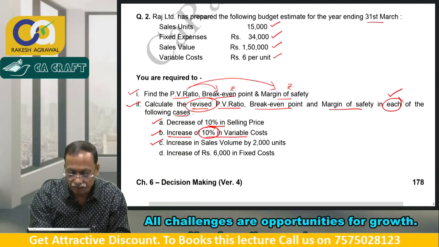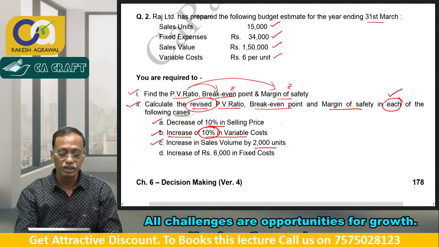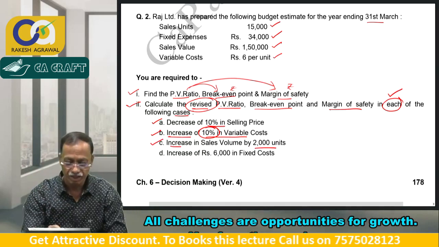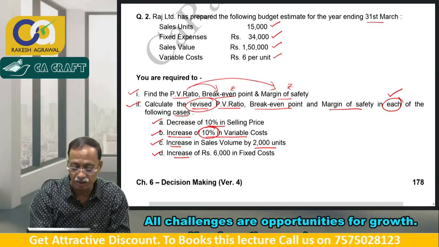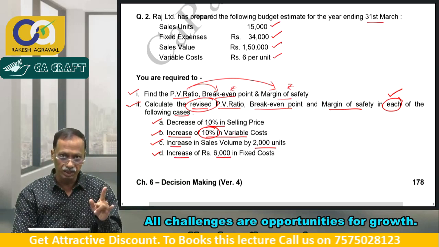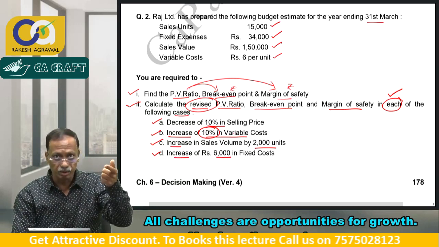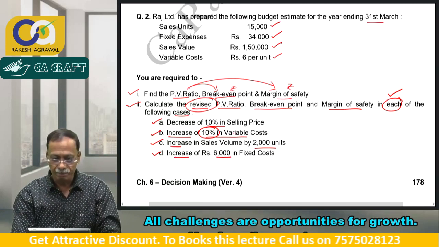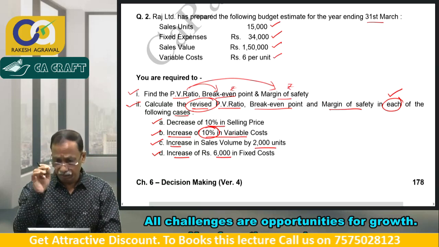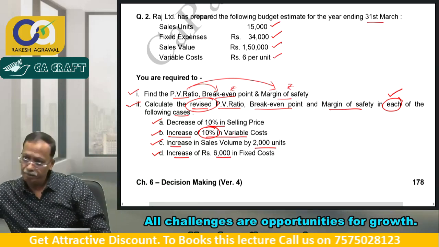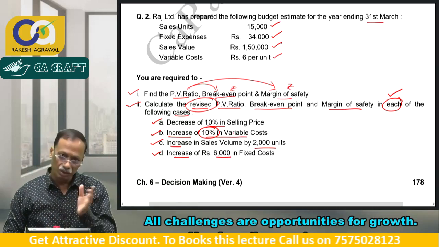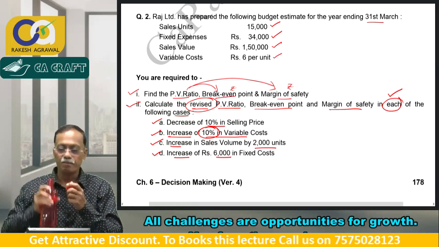When we go to C part, only change the sales volume, that is sales quantity, by 2000. It will increase by 2000 and we will see the impact on again 3 things, PV ratio, BP and MOS. And last is increase of 6000 in fixed cost. So we will change only fixed cost, all other data will remain same. We will increase the fixed cost and see what impact it has on PV ratio, BP and margin of safety. Just think over. I give you some time to do some thinking and perform some rough calculations on rough pages. For rough pages, you can use even the backside, last few pages of your notebook, or keep separate rough pages or a rough pad.